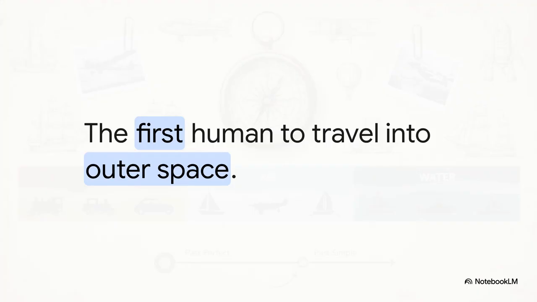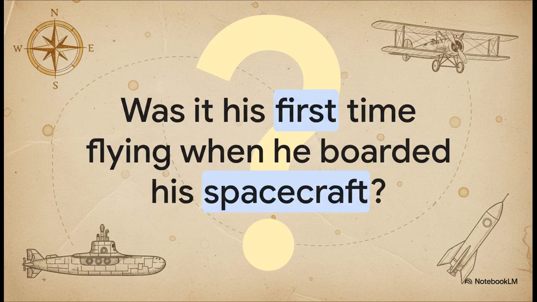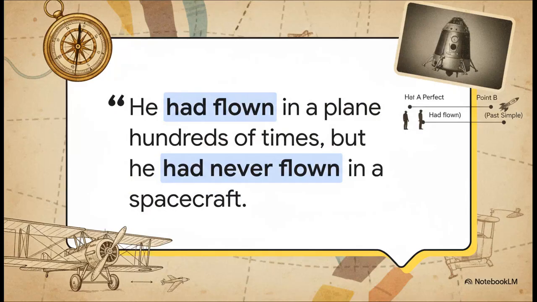Okay, our next explorer wasn't traveling on land or by sea, he was headed for the stars. Let's talk about Yuri Gagarin, the very first human to go to space. Now, here's a question for you. When he stepped onto that spacecraft for his historic flight, was flying a completely new thing for him? The answer is no, not at all. He was an experienced pilot. He had flown in a plane hundreds of times before that day, but he had never flown in a spacecraft. See how the past perfect clearly shows us the experience he had right up until that big moment?